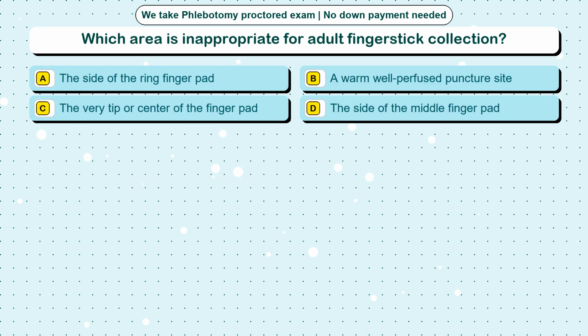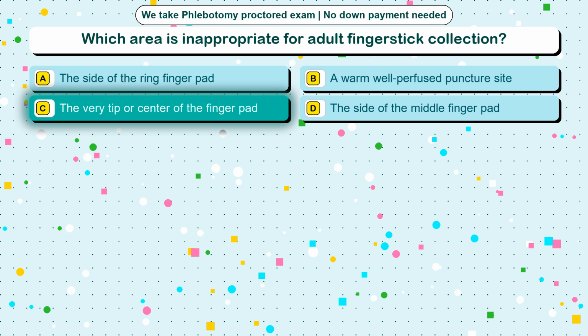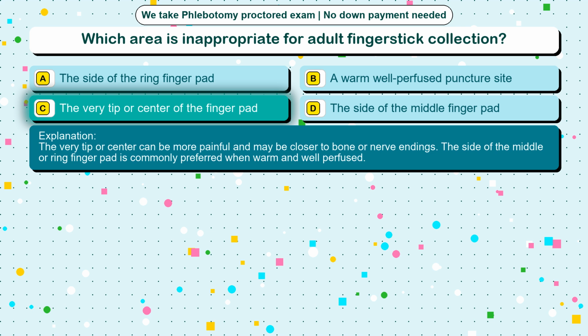Question 94. Which area is inappropriate for adult fingerstick collection? Option A. The side of the ring finger pad. Option B. A warm, well-perfused puncture site. Option C. The very tip or center of the finger pad. Option D. The side of the middle finger pad. The correct answer is option C. The very tip or center of the finger pad. The very tip or center can be more painful and may be closer to bone or nerve endings. The side of the middle or ring finger pad is commonly preferred when warm and well perfused.